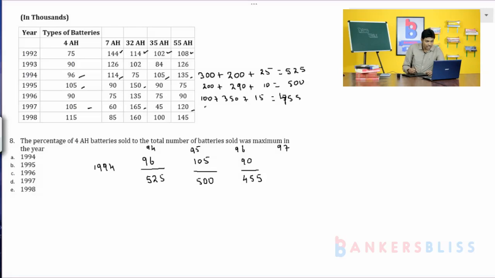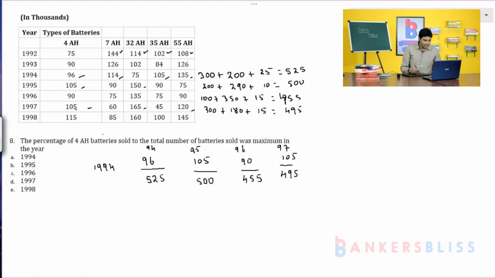So 100, 100, 100, it is 300, plus 60, 60, 120, 120 plus 40, 160 plus 20, 180, plus, see here, next 5, 5, 10 plus 5, 15. So 300 plus 180, 480, 495. So for 1997, you got 495, so 105 divided by 495.